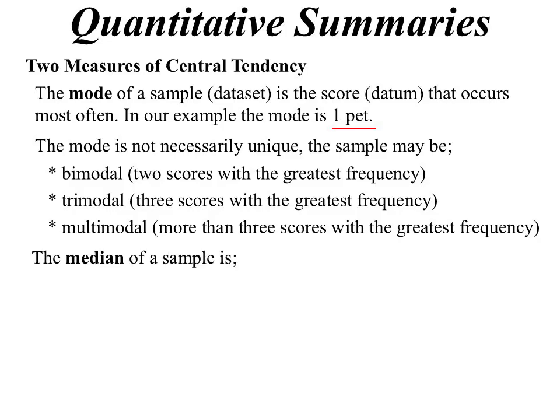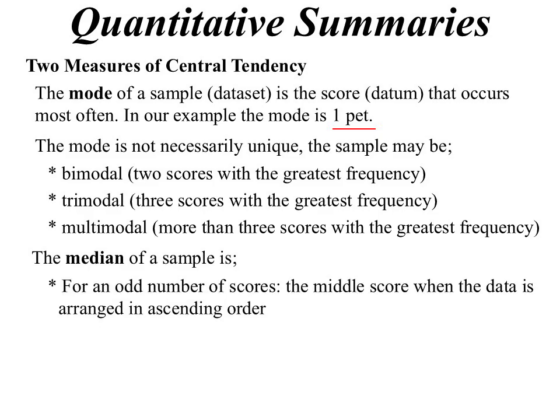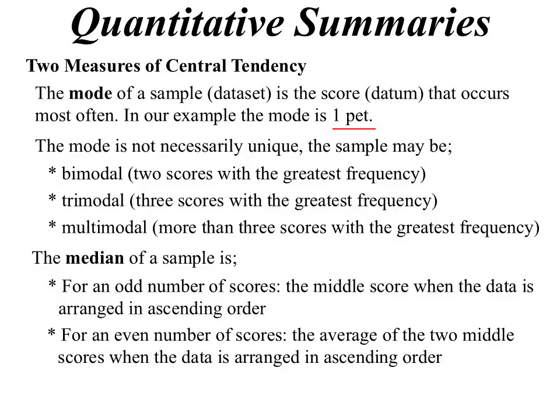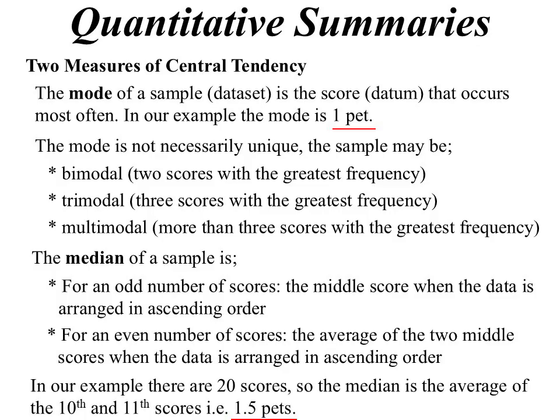Median is better of course because that actually is finding the middle of the data. But treat it differently depending on whether you have an odd number or an even number. If you have an odd number, the middle number will be the median. But if you have an even number, you've got to get the two middle ones and average them. So in our example, there were 20 scores, which is an even number. So the two middle ones were the 10th and the 11th, we ended up with 1.5 pets. Remember, you've got to arrange them in order for that to work.